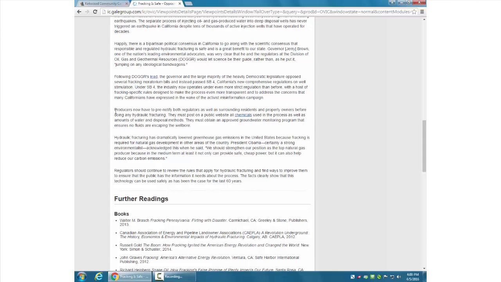Producers now have to pre-notify both regulators as well as surrounding residents and property owners before doing any hydraulic fracturing. They must post on a public website all chemicals used in the process, as well as amounts of water and disposal methods. They must obtain an approved groundwater monitoring program that ensures no fluids are escaping the wellbore. Some information about the existing regulations.